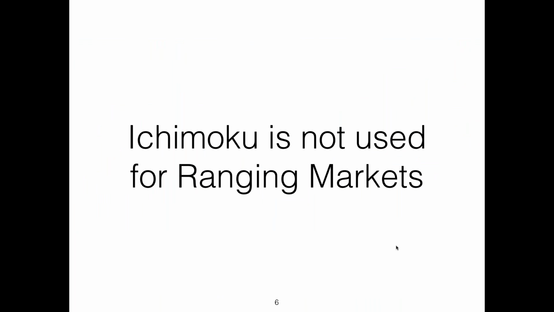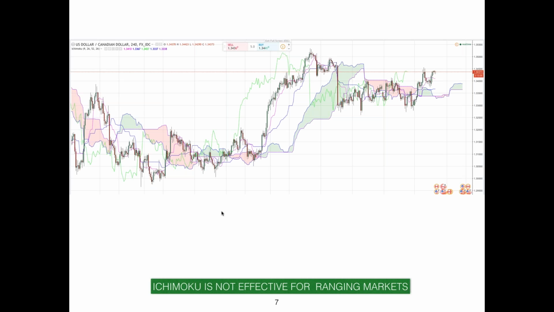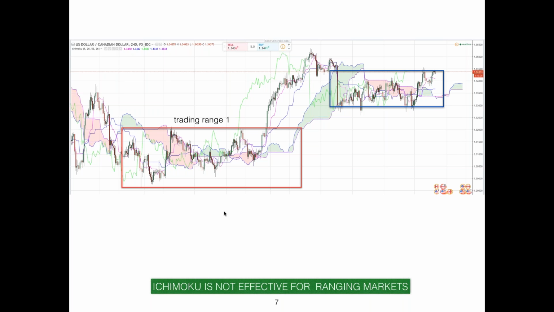So Ichimoku is not used for ranging markets because it will create many false signals. So I'd like to show you how Ichimoku cannot be used in ranging markets. So this is again another forex chart. The USD CAD currency pair shows some sideways movements within its chart. So here are areas where the currency traded within a range.